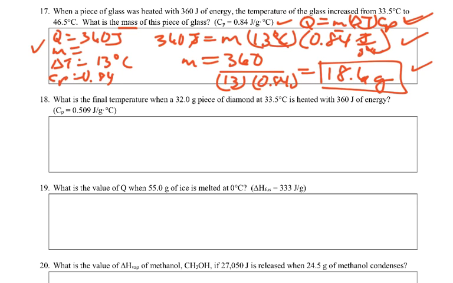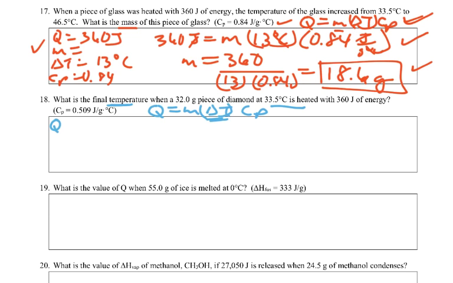Okay, what's the final temperature when a 32-gram piece of diamond is heated with energy, CP is given? Okay, the fact that we're heating up something, then I know this is Q equals M delta T CP. Okay, what's the final temperature? Final temperature. So we're trying to find the delta T, and notice that we are starting at 33.5, so I'm going to find the delta T and add it to 33.5, so keep that in mind.